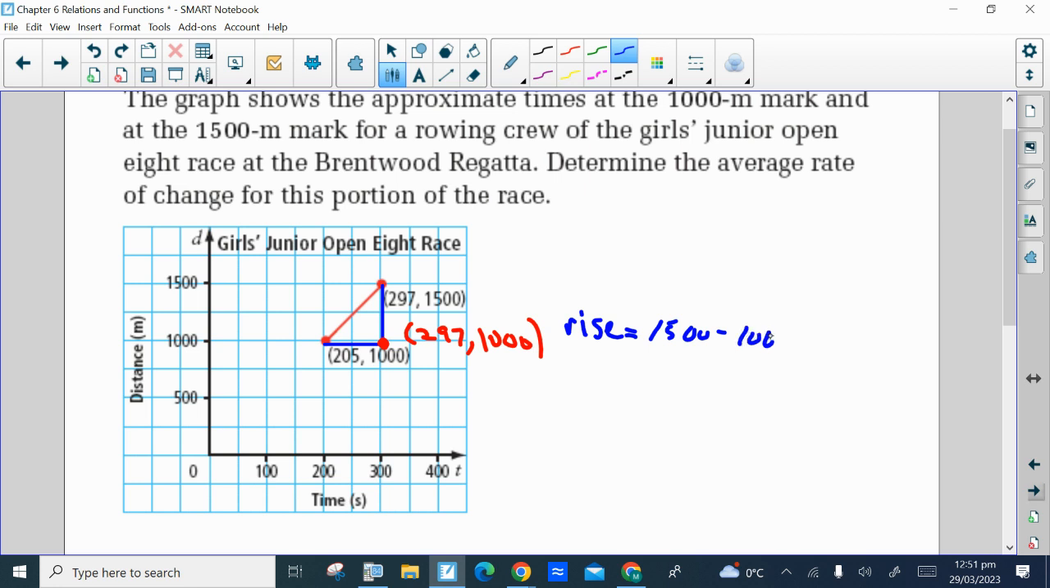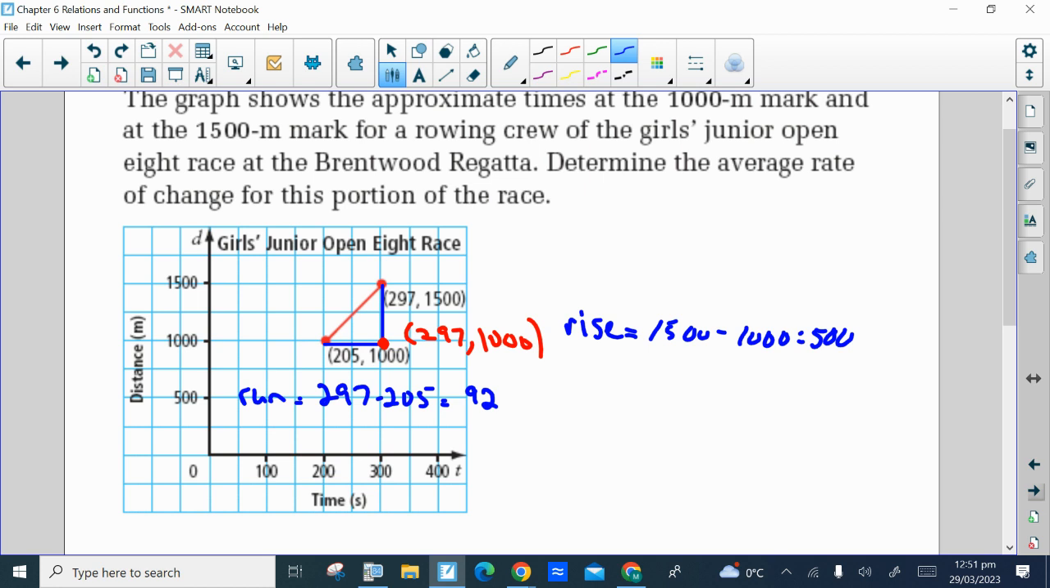1,500 take away 1,000 is 500. And the run can be found by subtracting the x values. 297 minus 205 is 92. You can do the slope this way if you want, without using the slope formula. This works. And we did this again yesterday.